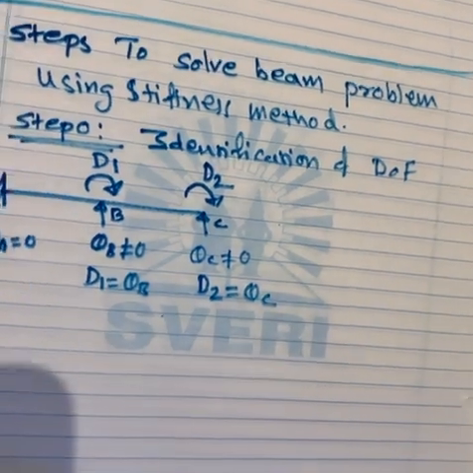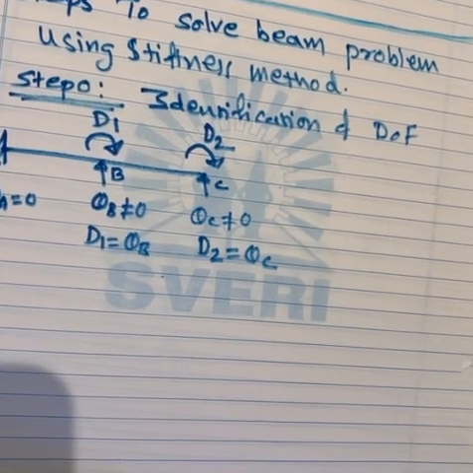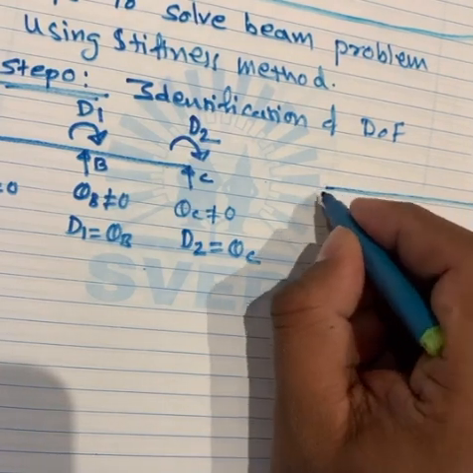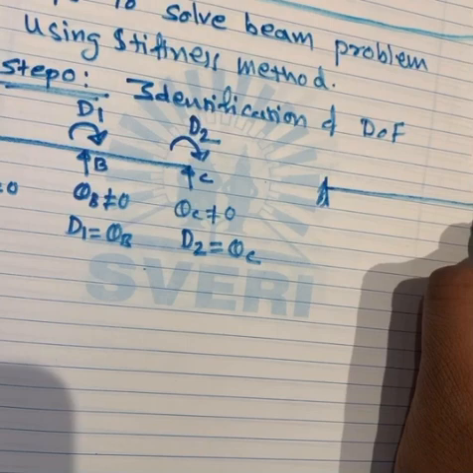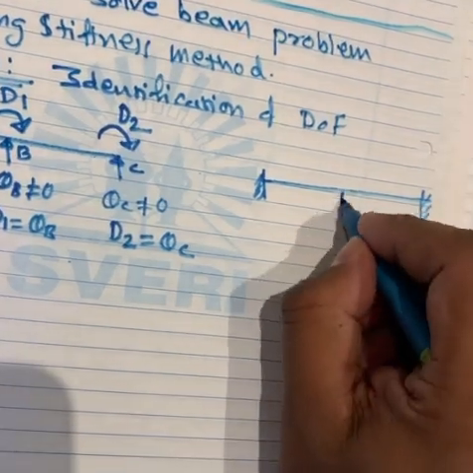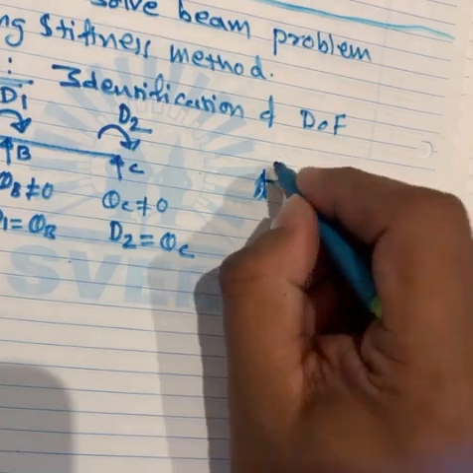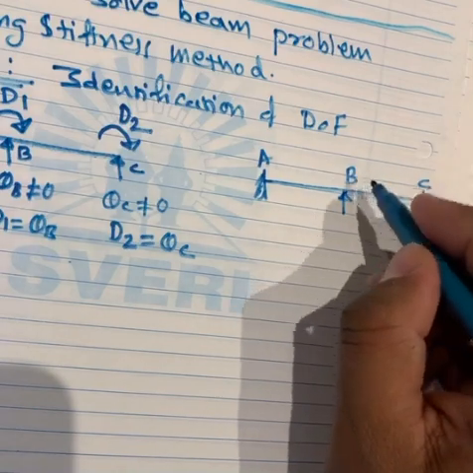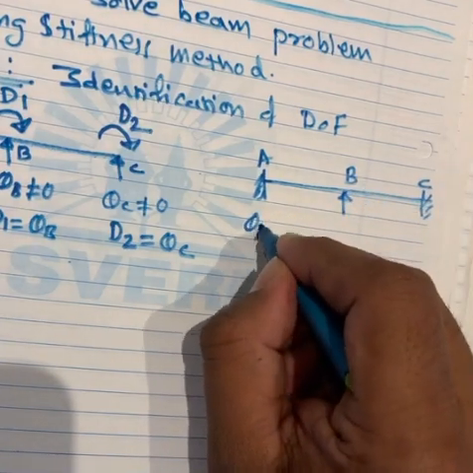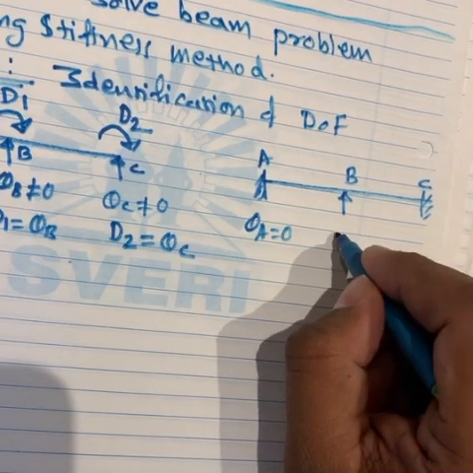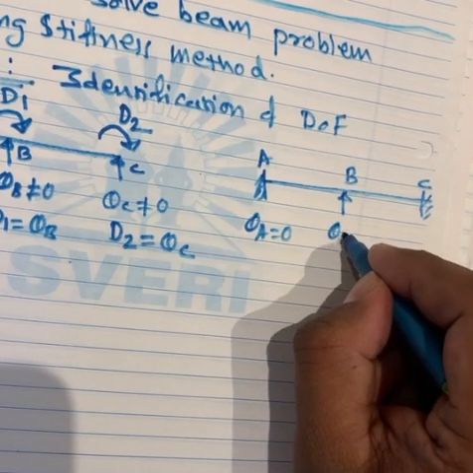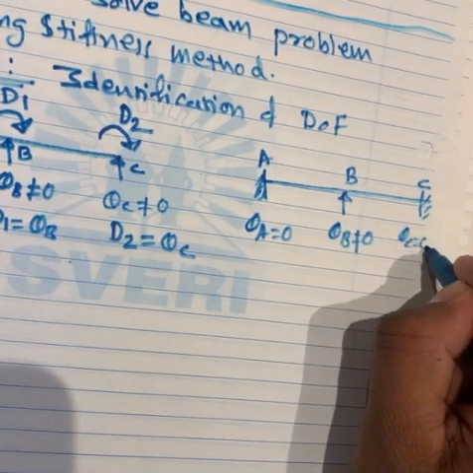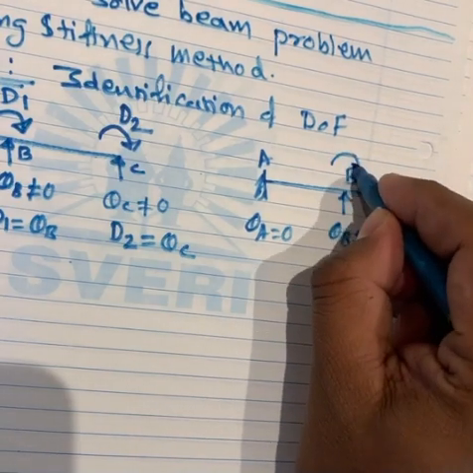T2 is nothing but theta C. Similarly, let us take a second example, a two-span beam where both ends are fixed and the middle has a support. If you call these A, B and C, then theta A is equal to 0, theta B is not equal to 0, and theta C is equal to 0, and that's why there is 1 degree of freedom.